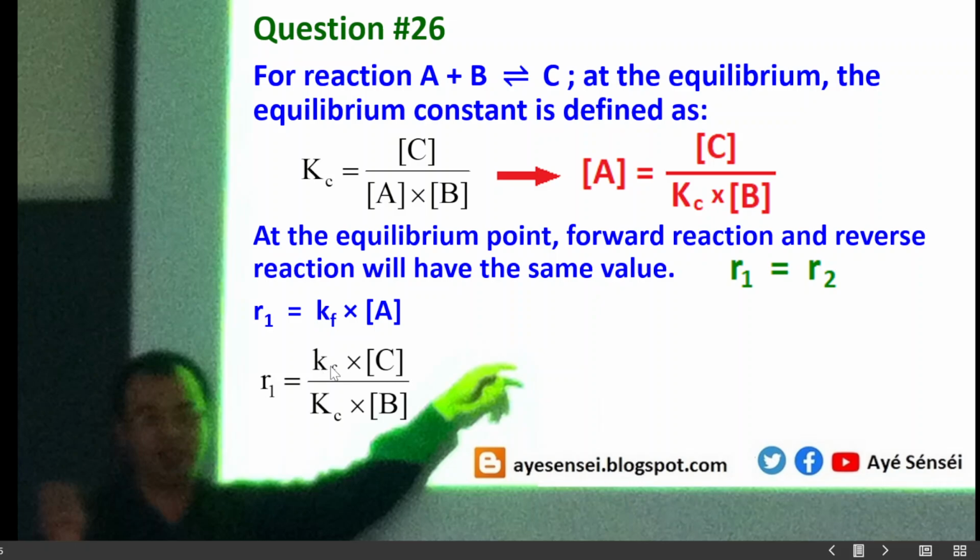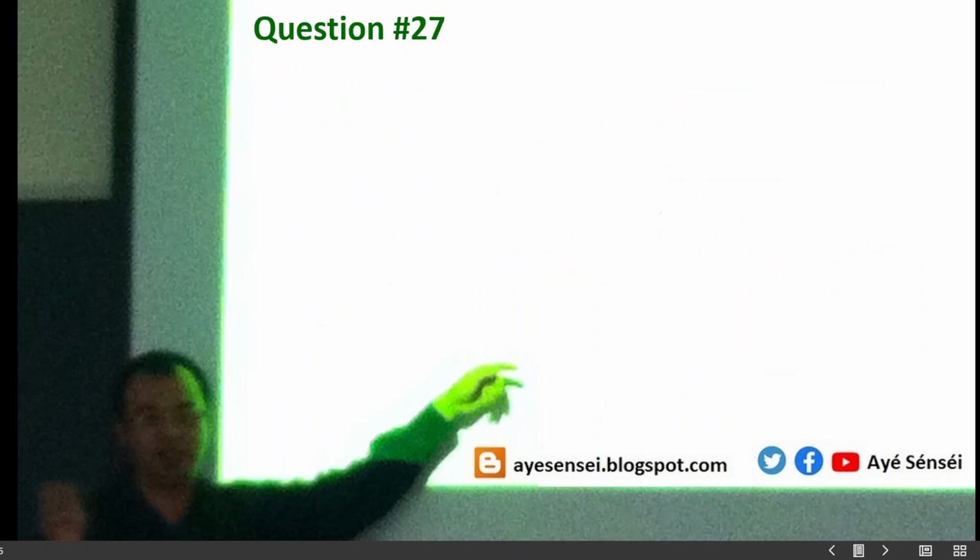Kf and Kc here are both constants, so a division between two constants or coefficients will produce another new coefficient. This makes the answer B. So the answer is B. That's for question 26.